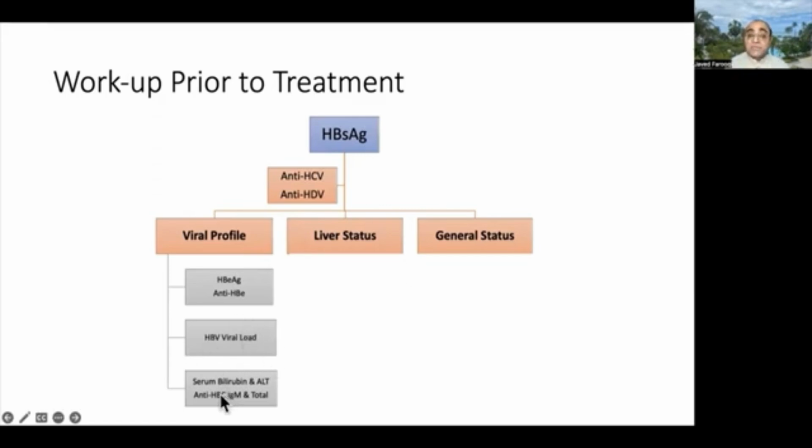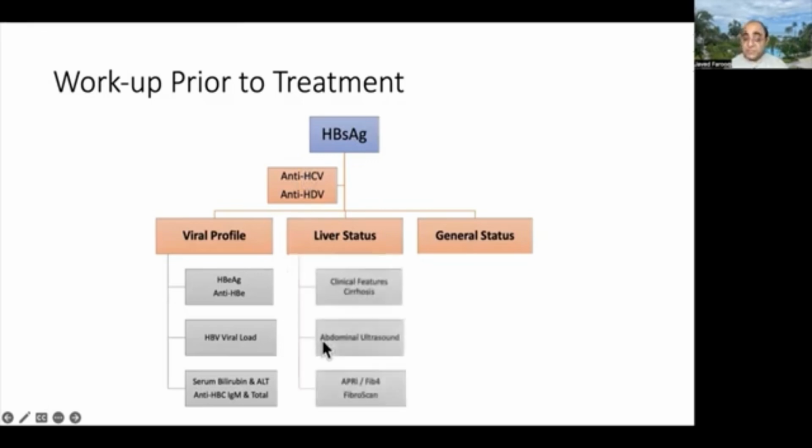And the third investigation is, of course, the serum bilirubin and ALT, and anti-HBc IgM and total, to see whether this is acute hepatitis or chronic hepatitis. So these are the different components of the viral profile of the patient when a patient presents to us with the HBs antigen. What are the investigations for the liver status?